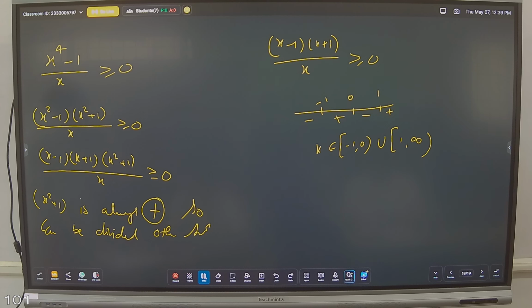Element means it's a collection from this. X belongs from this. Clear?